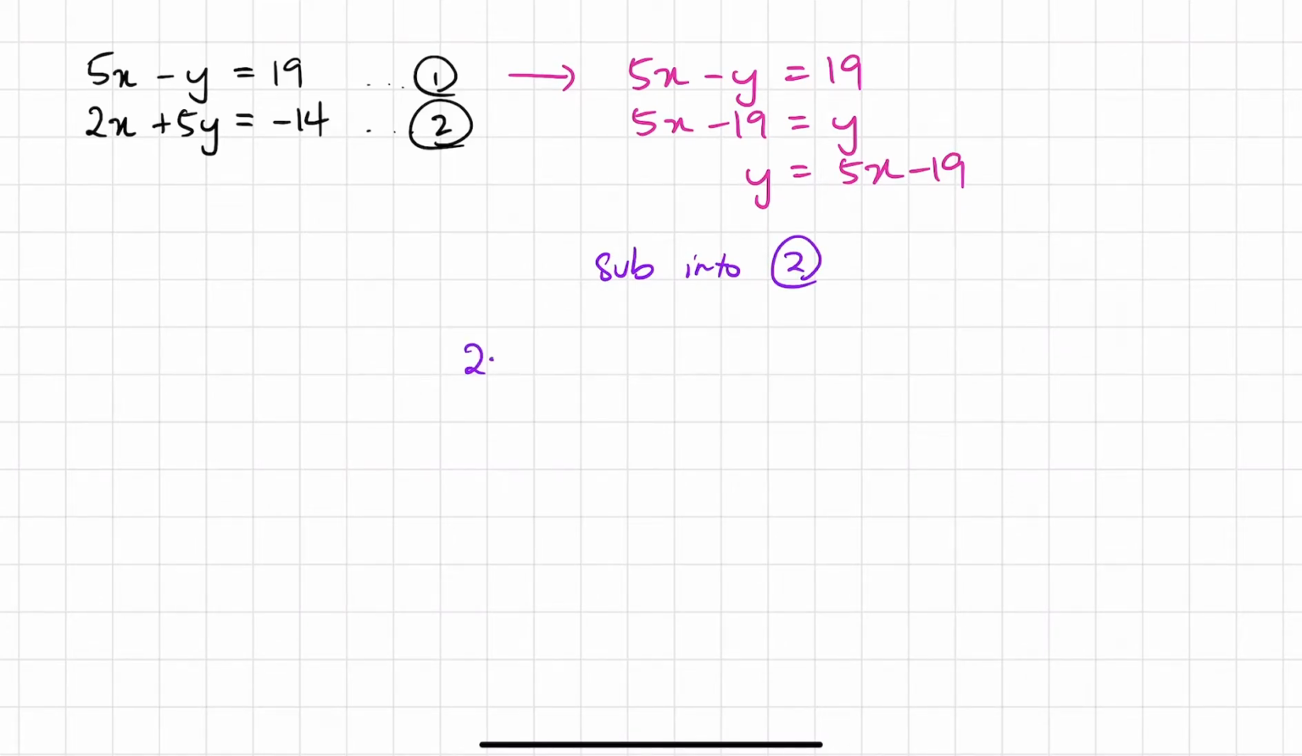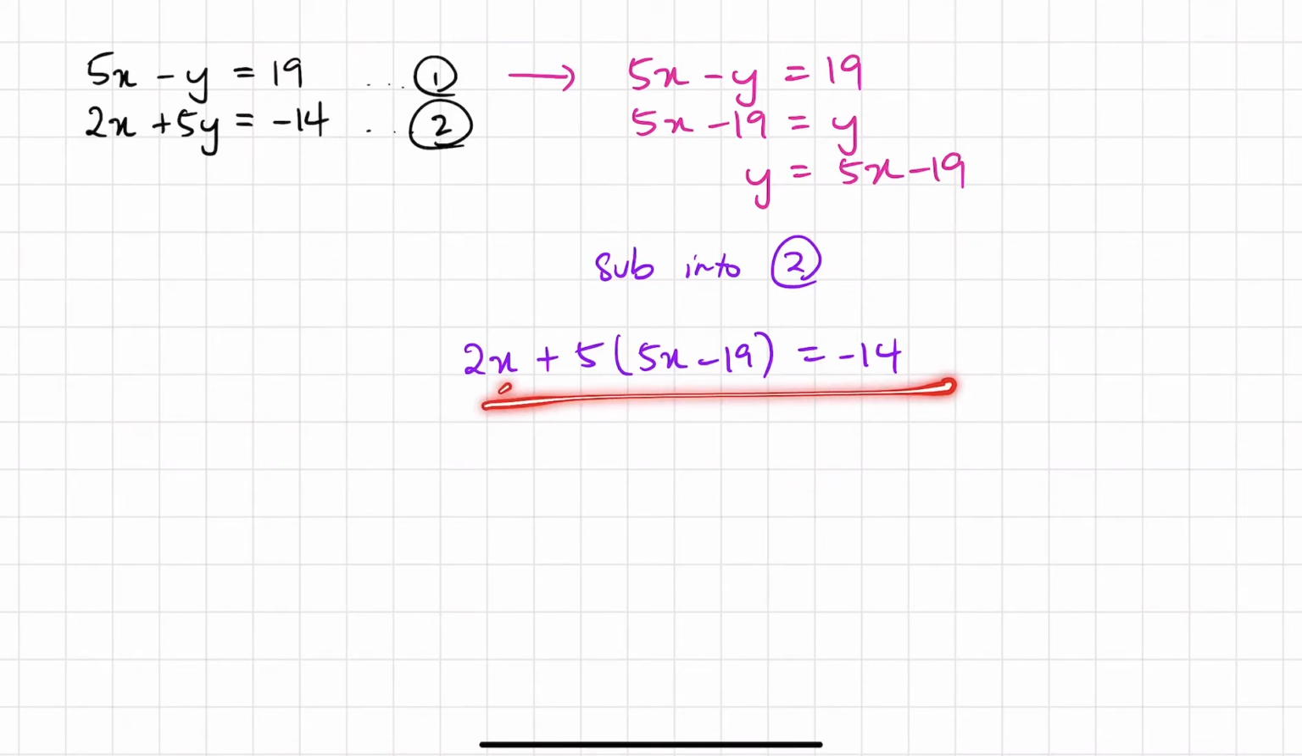Okay, so we'll get 2x plus 5y, but in place of the y, we can put this, that we found from over here, and this is equal to negative 14. So I just rewrote equation 2, and I substituted the value of y in. Now, if you look at this equation, it's only got one pronumeral, just x. Once you get to that, this is an equation that you should be able to solve.